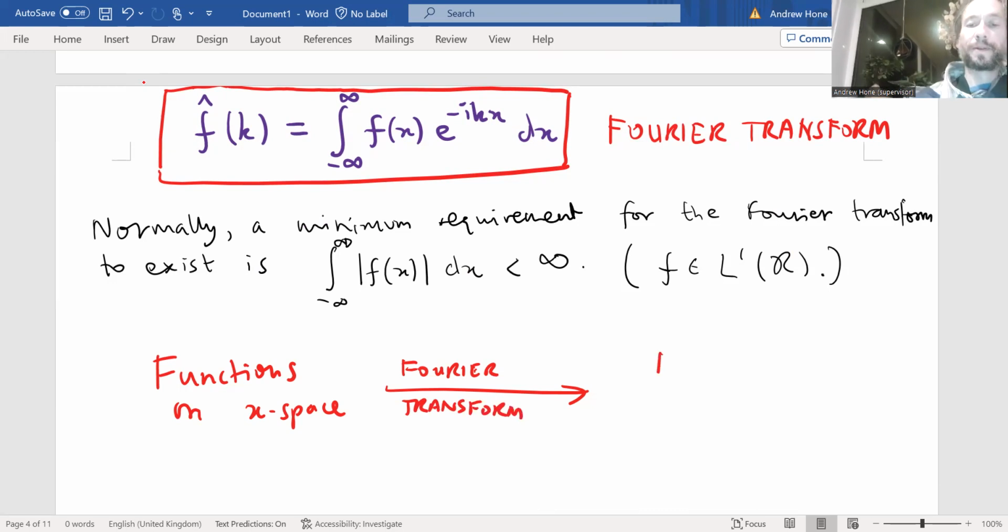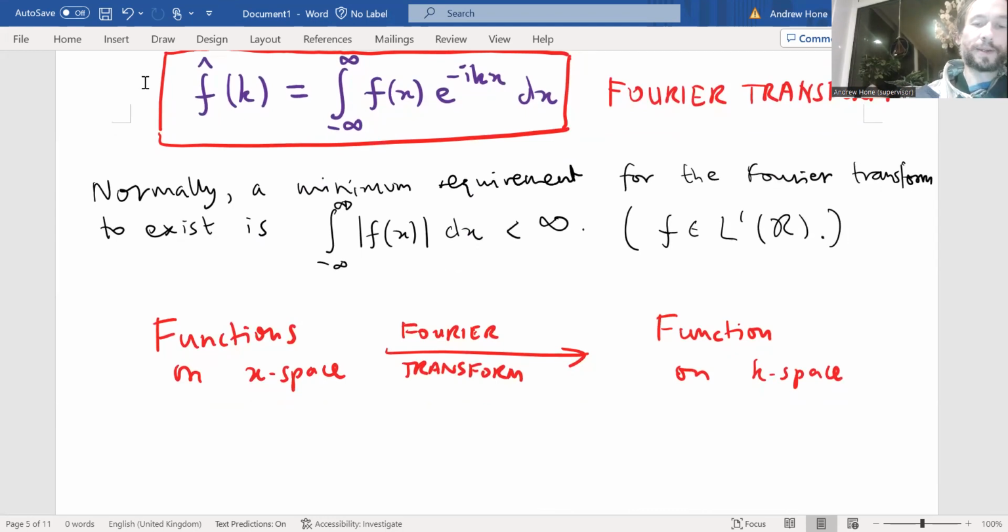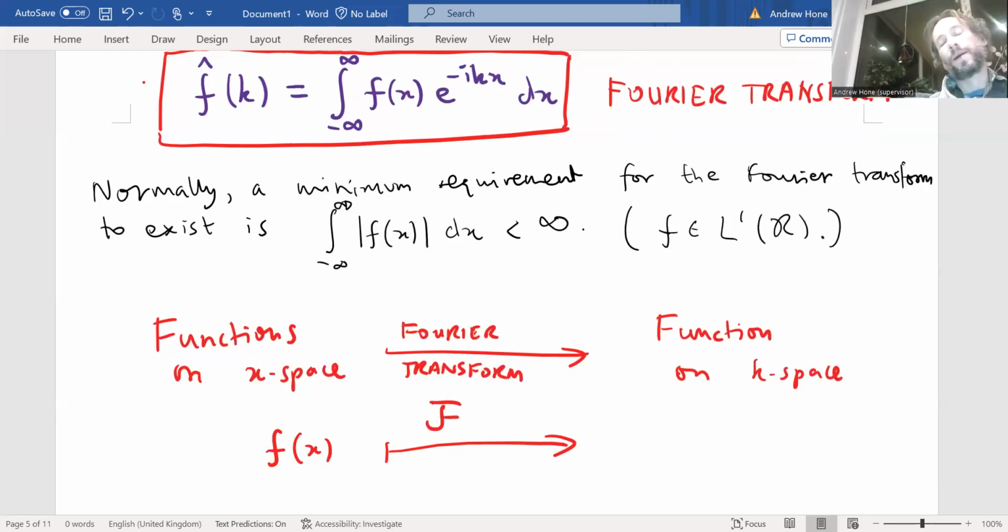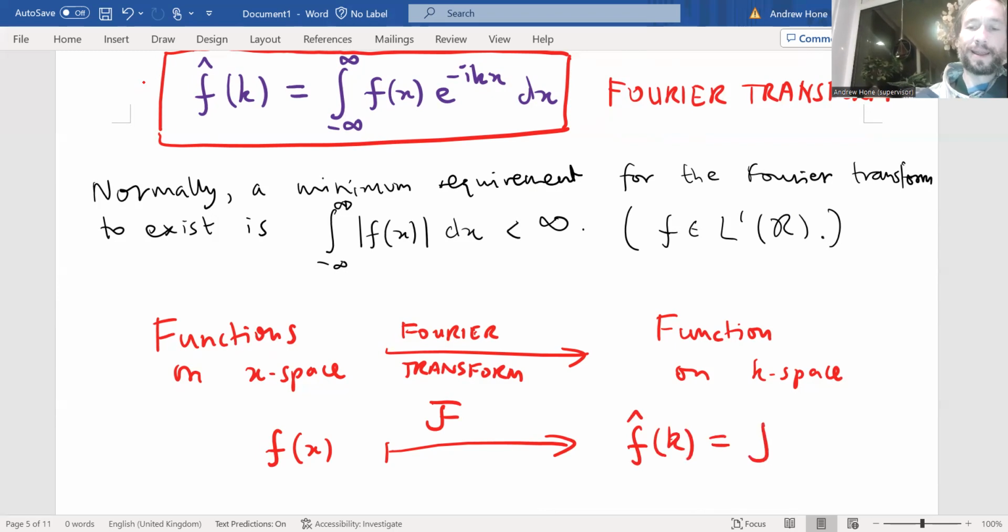And what we get is functions on k space. And the way that we denote this is that we take a function f. So I'll write f of x, but we could just write f. And then we're going to use a symbol for the Fourier transform, which I'm going to call f, a curly f. Okay, so there's too many f's here, but this is a kind of calligraphic curly f. And so what we get is a new function called f hat of k. And I can also write that as curly f acting on the function f of x.